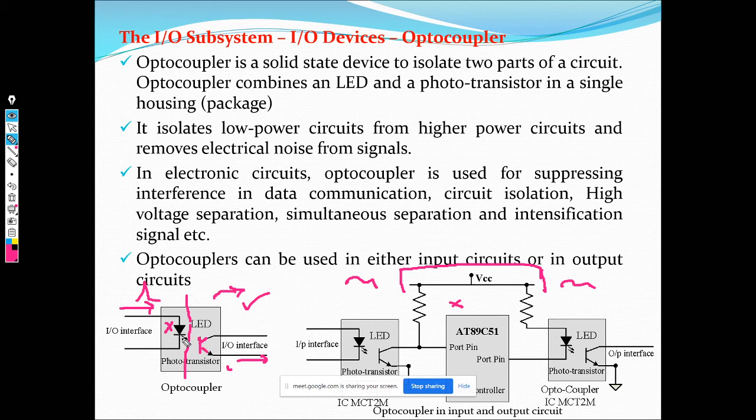It's only going to work on the light, and based on the light it's going to change the voltage. That is how optocouplers work. It is typically used to reduce noise or to isolate your low power device from high power input output devices. Okay, any questions?